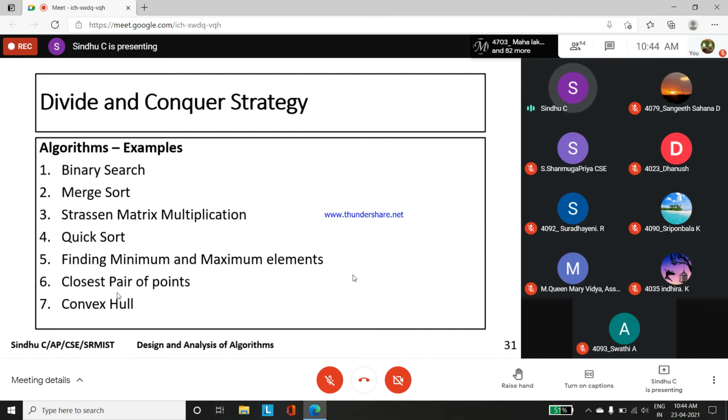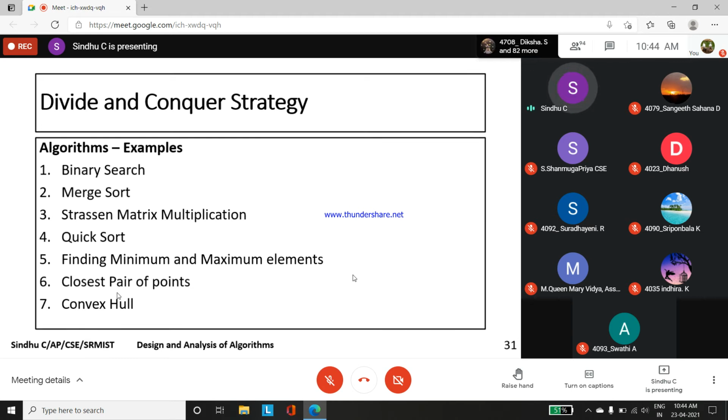Convex hull is again when you have several points. You try to identify the outermost points and you create a hull. A hull is a closed shape which is formed from joining all the outermost points in a plane.